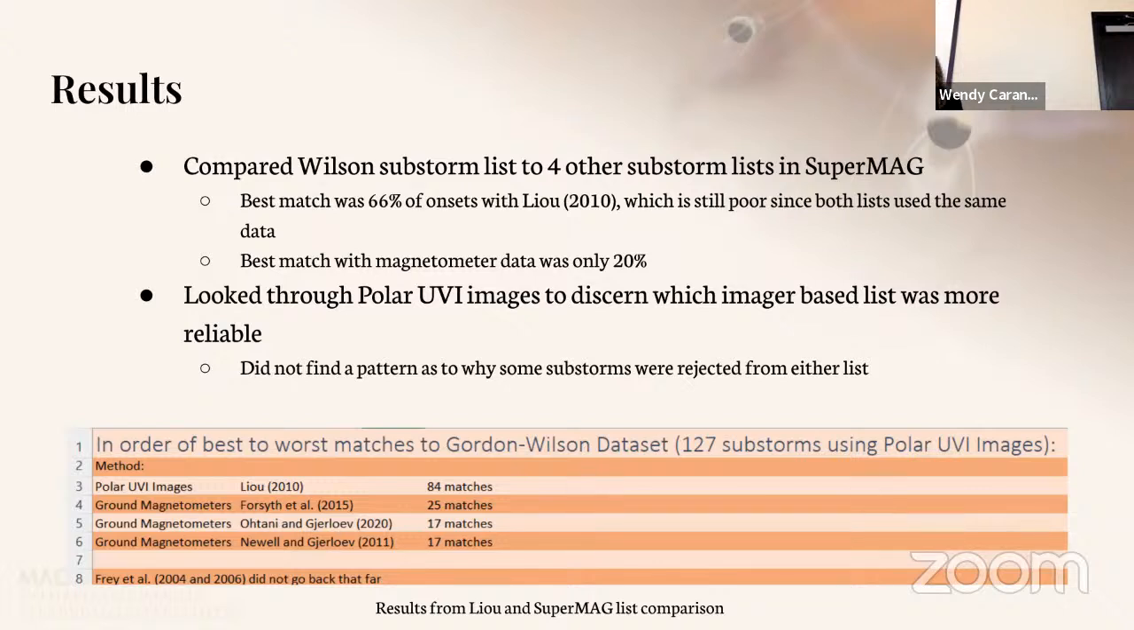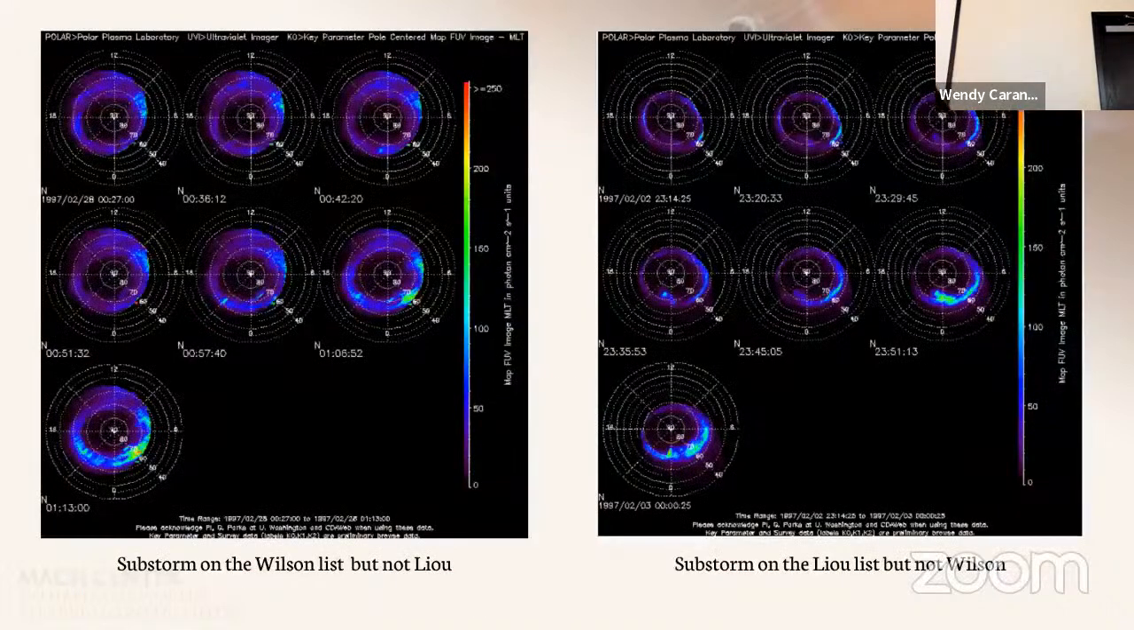So this caused us to ask, well, which list is actually best? Which is most accurate, specifically within the imaging lists, because that's the easiest to verify. So I spent a few days looking through the Polar UVI images myself to try to determine which list is better.